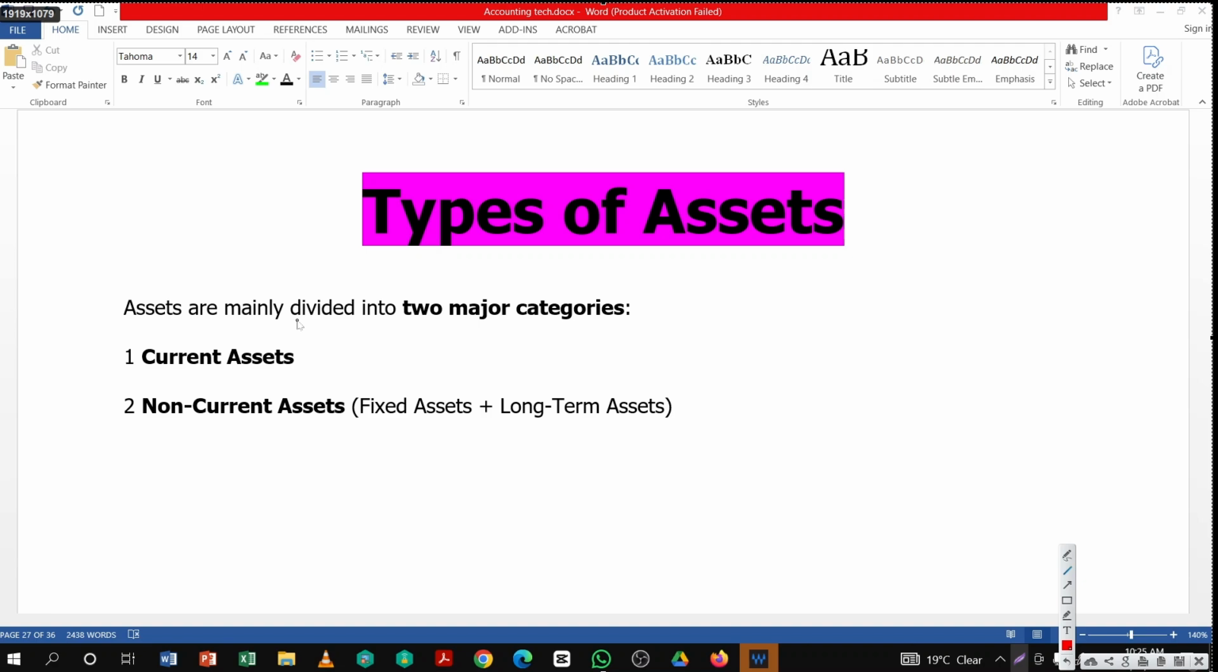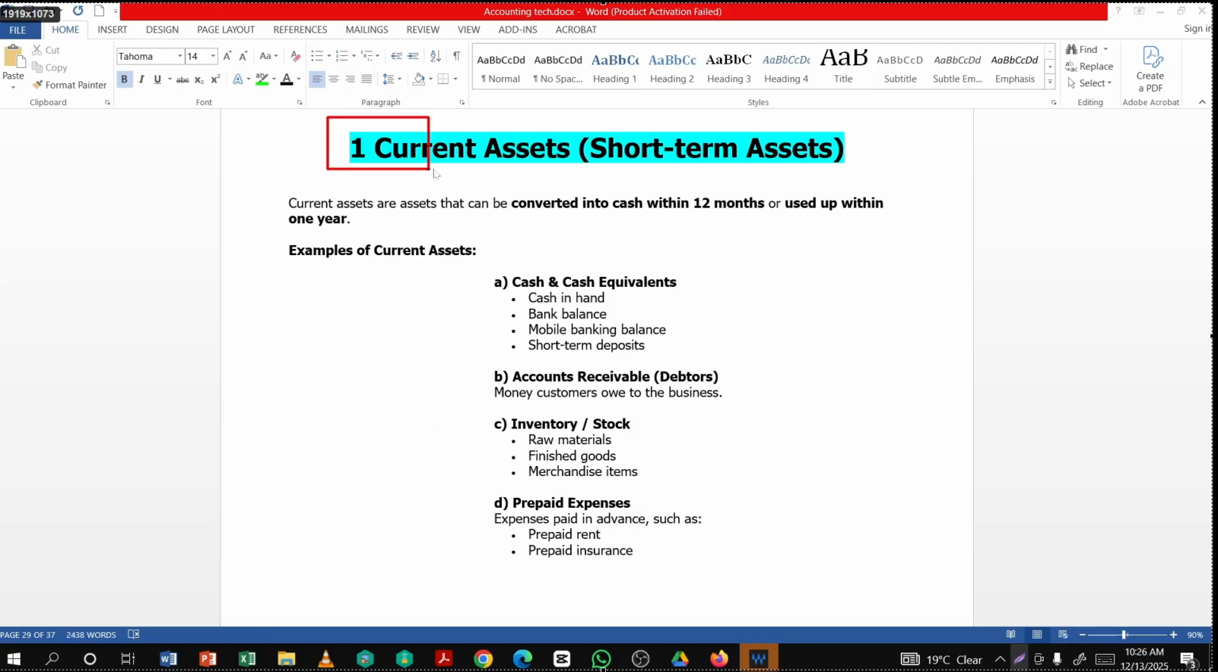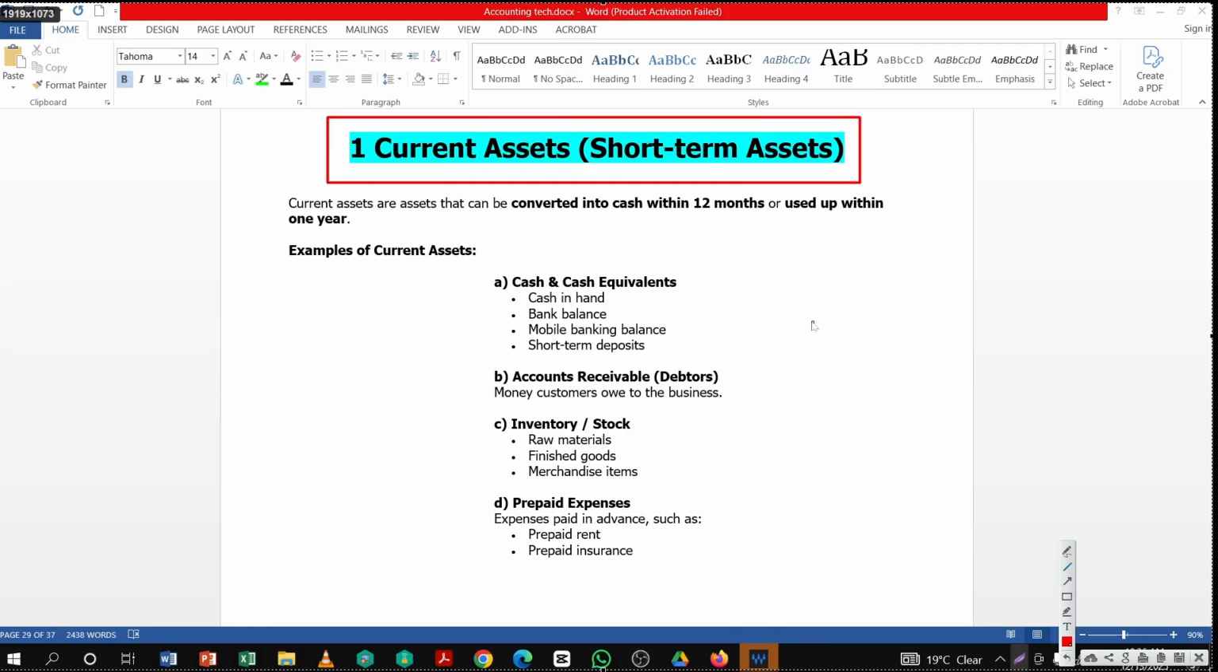Assets are mainly divided into two major categories. One is current asset and second is non-current asset, that is fixed asset and long-term assets. Now, current asset. Current asset means short-term assets. Current assets can be converted into cash within 12 months or used up within 1 year.